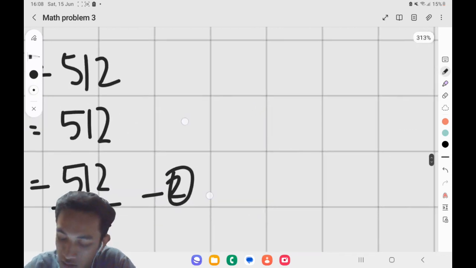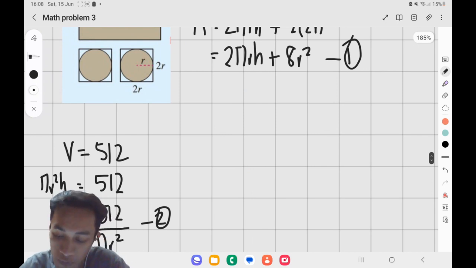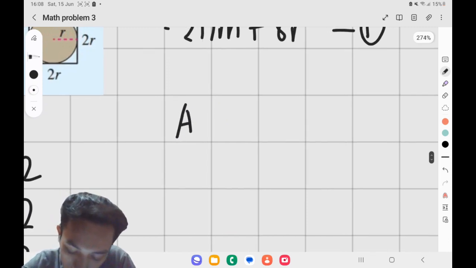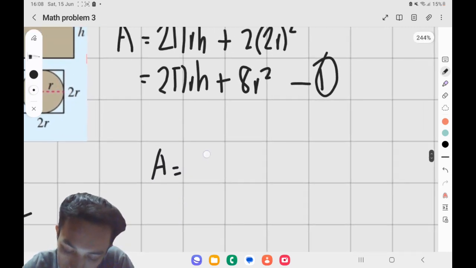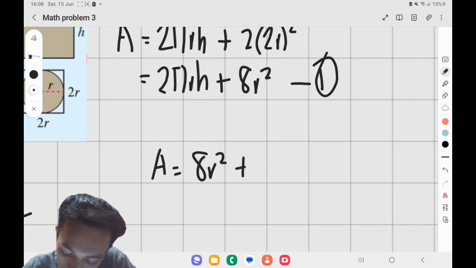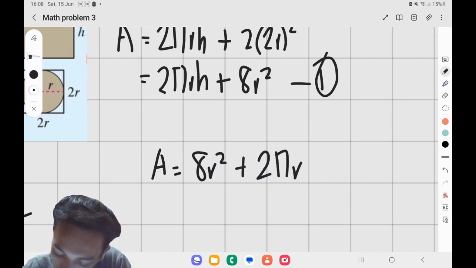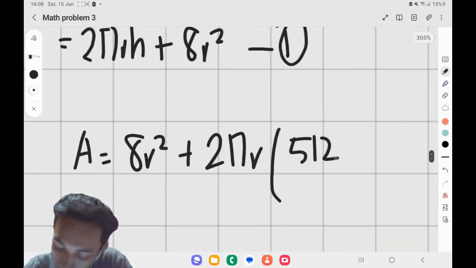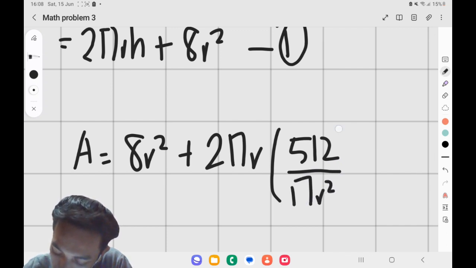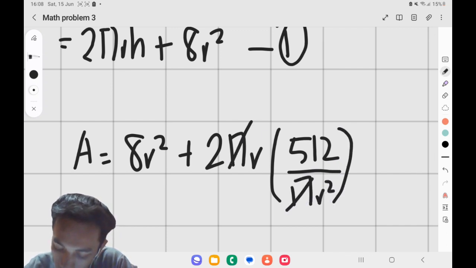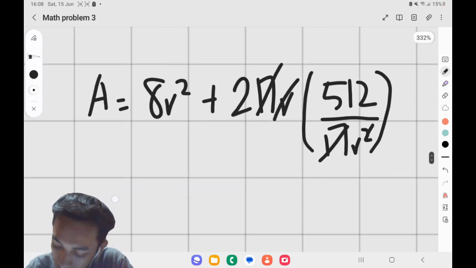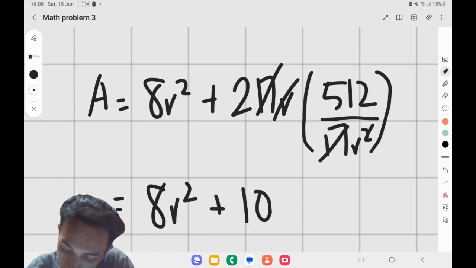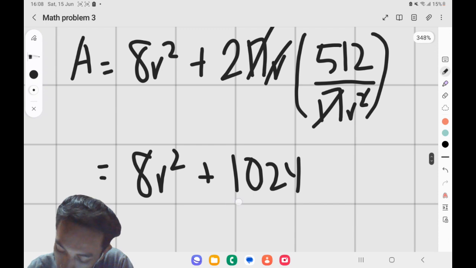Next, let's substitute the second equation into the first equation. So we got A equal to 8r square plus 2 pi r, the h we got 512 over pi r square. So we can remove pi and r. Then we got A equal to 8r square plus 1024 over r.